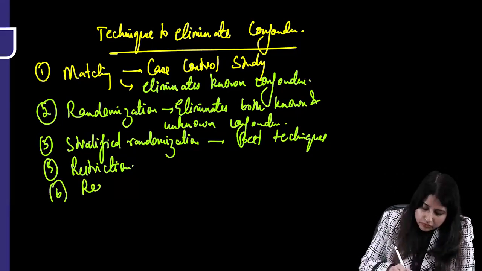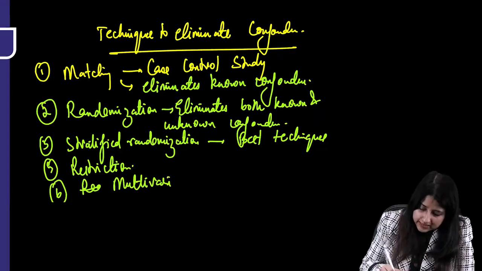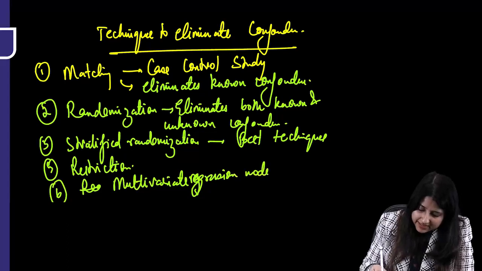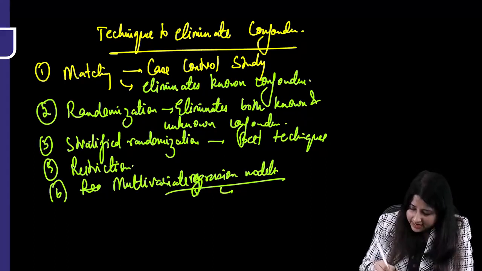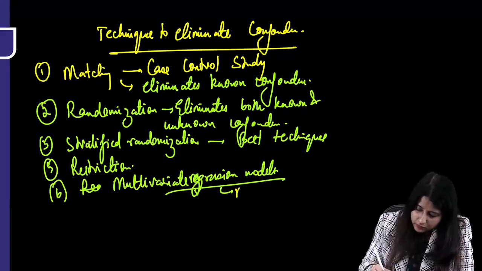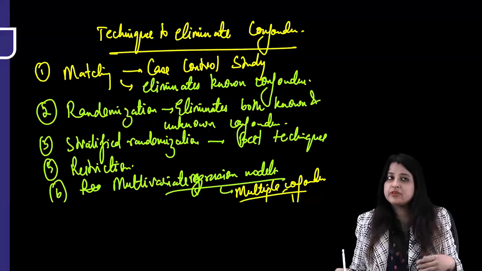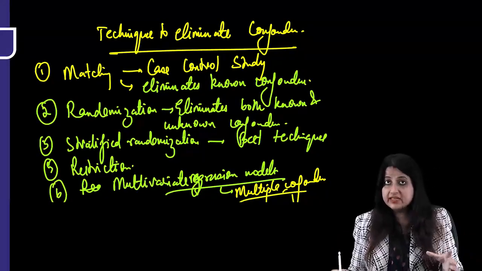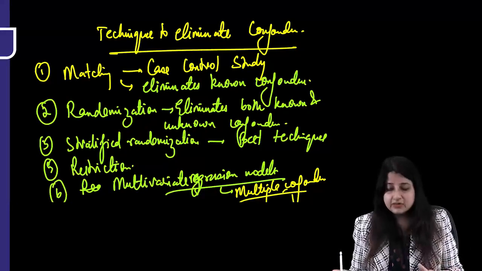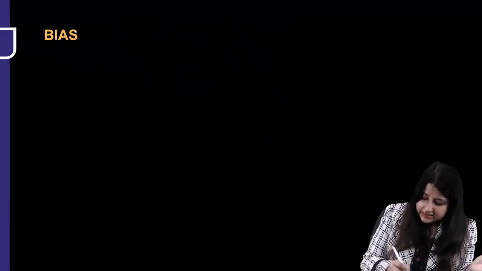Then we also use multivariate regression models. Multivariate regression models are best when we have multiple confounders. So, these can come in your exams: what is a confounder and what is the technique to eliminate it?